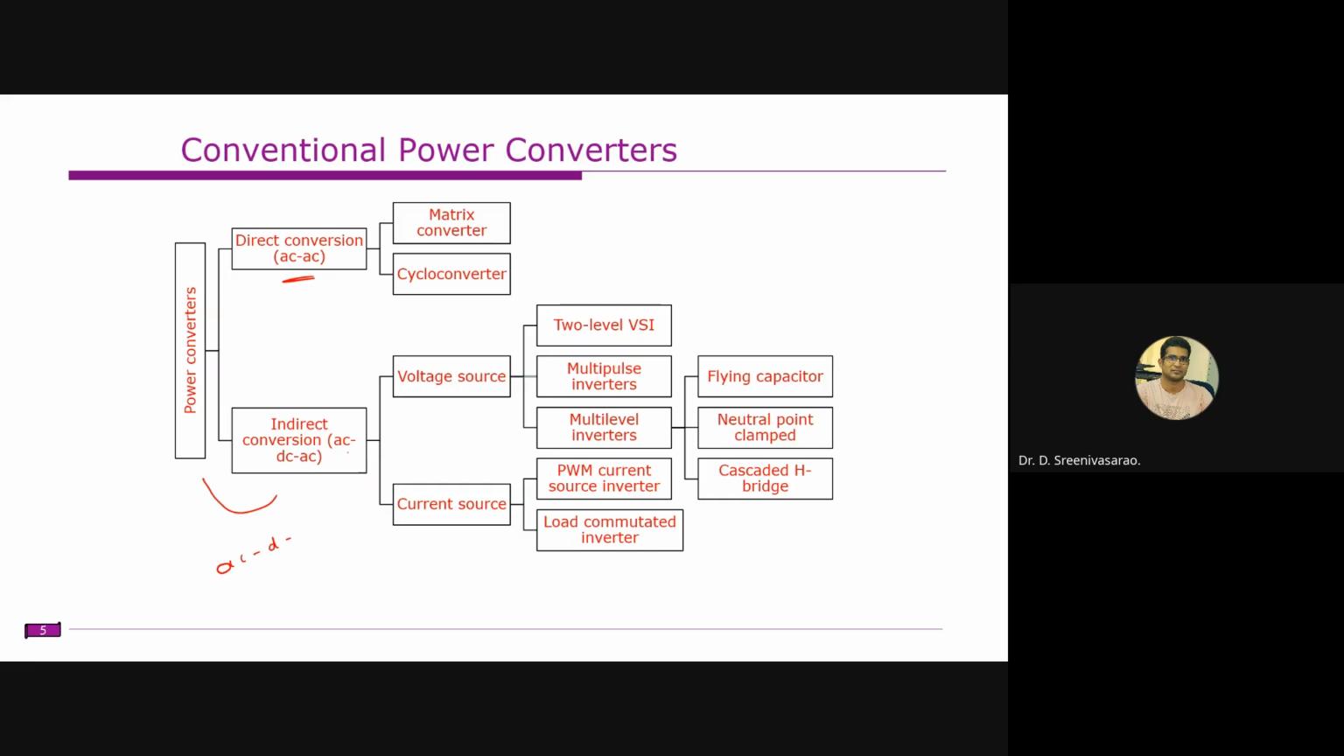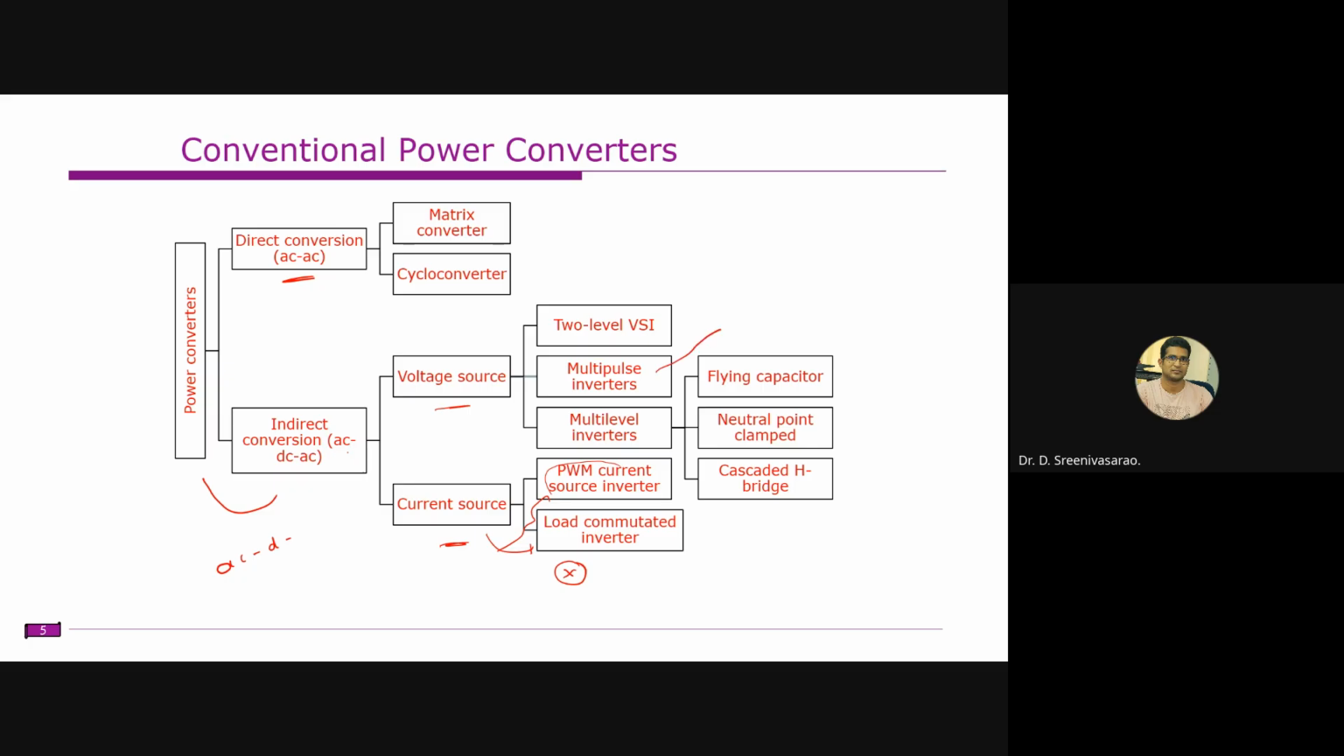So we basically have two options: the voltage source and the current source. Current source, in the early days, was especially useful for motor drives and HVDC applications. These are the line commutated inverters and the PWM current source inverters. Nowadays we are no longer using these kinds of converters, so now we move to voltage source inverters. Depending on the power levels, we have two-level inverters, multi-pulse inverters, and multi-level inverters.